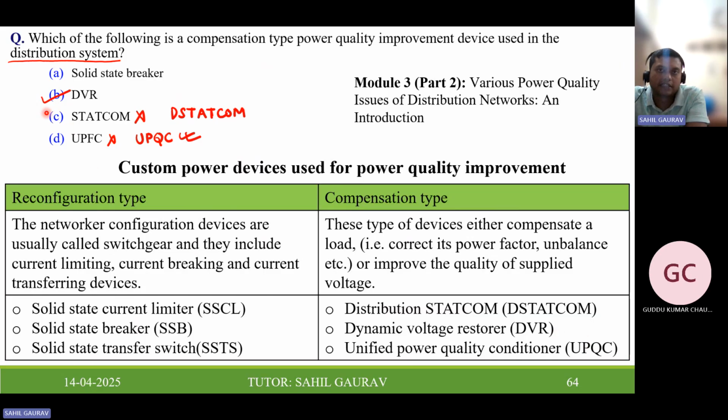In this question, they are asking which of the following is used in the distribution system. Solid state breaker is not a compensation type, so it is wrong. DVR, yes, it is used. The STATCOM is used in the transmission system.